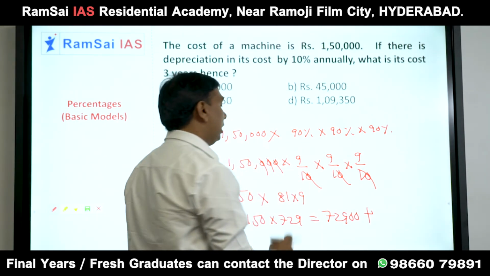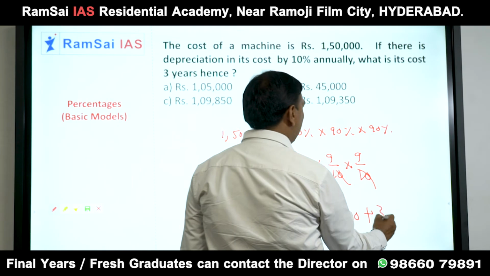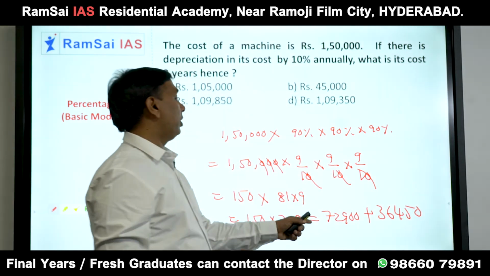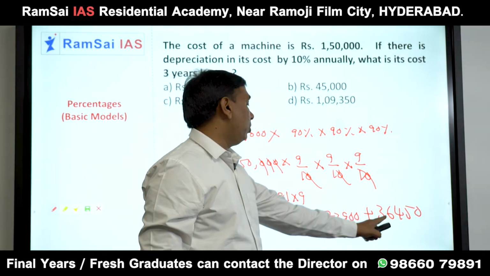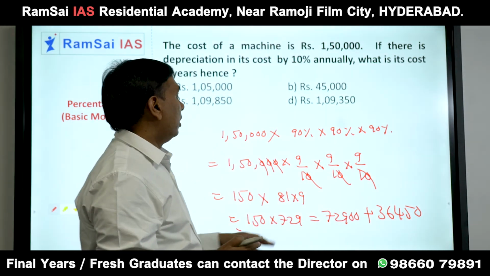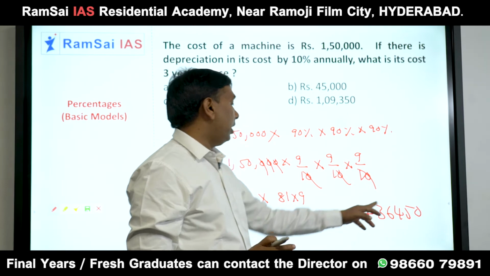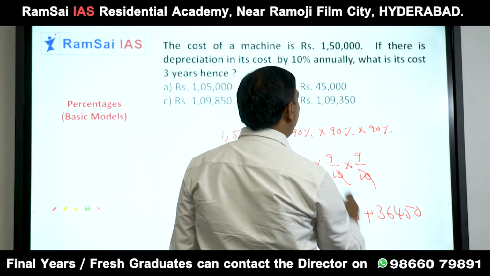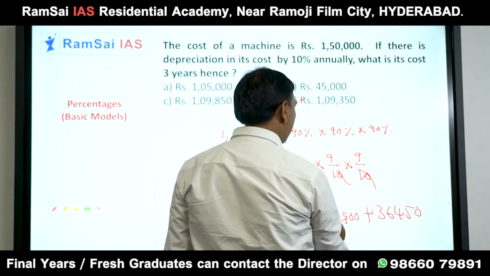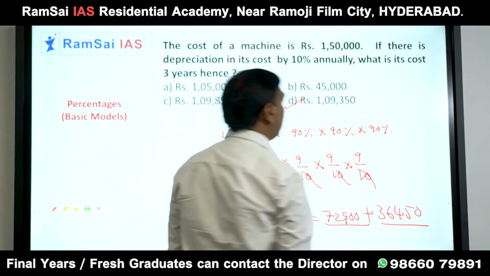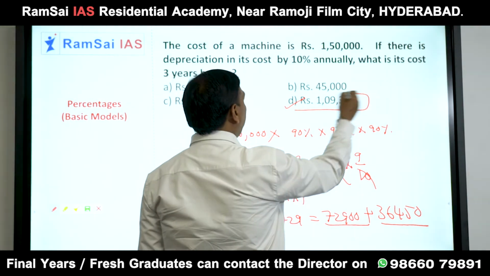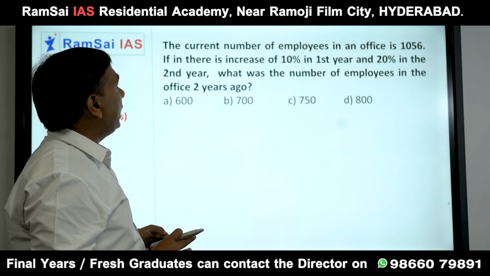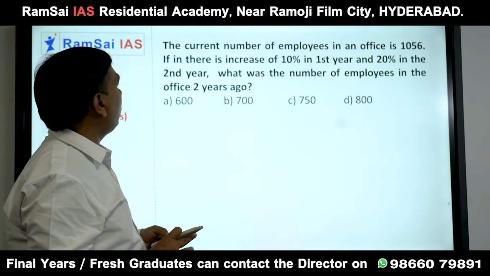50 into 729 is half of it. What is that equivalent to? 36,450. So approximately you can look at it this way. 72 plus 36 is what? So 108, 109. Where is 109? 350. Yes. 72,900 plus 36,450 is 109,350. So that's the answer.